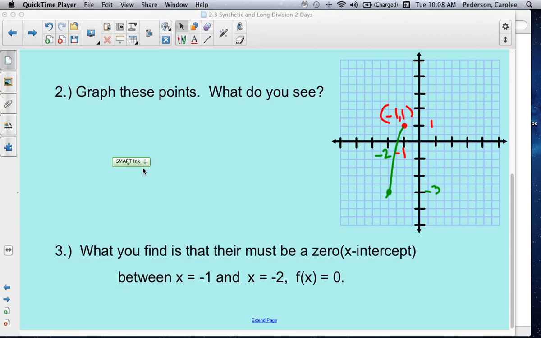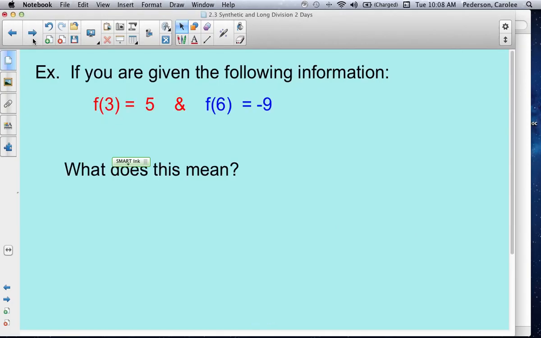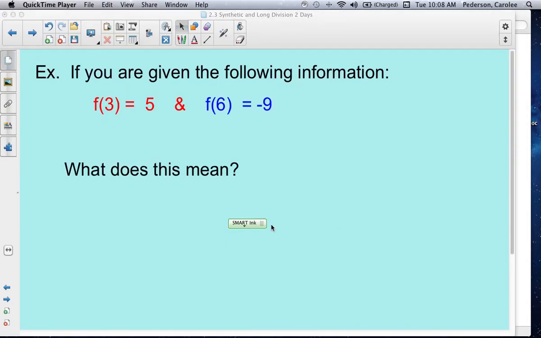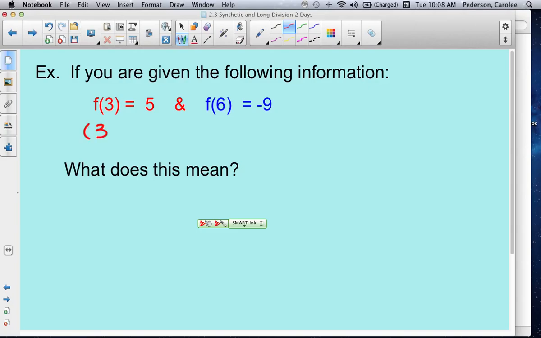So if I give you this example, and this one maybe I'd say is our last example, tell me what the ordered pairs are here. So f of 3 equals 5. What is the ordered pair? 3, 5. If I use synthetic division, what's my k? If I use synthetic division for this red part, what would be my k? 3. What would be my remainder? 5. Okay, let's go over to the blue one.